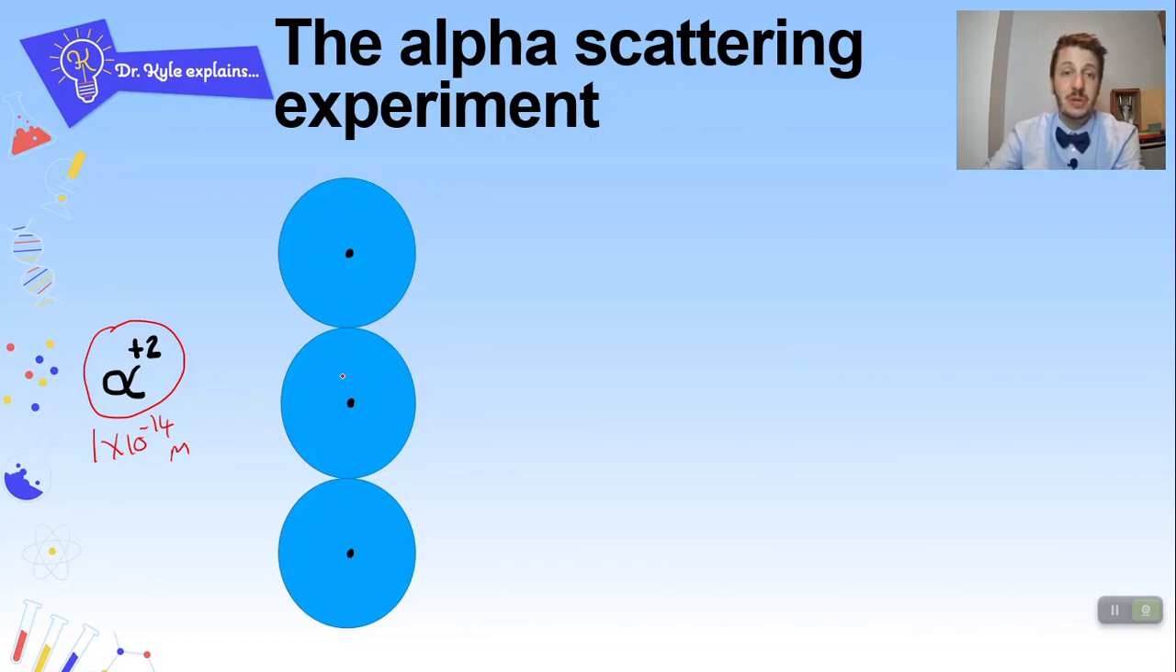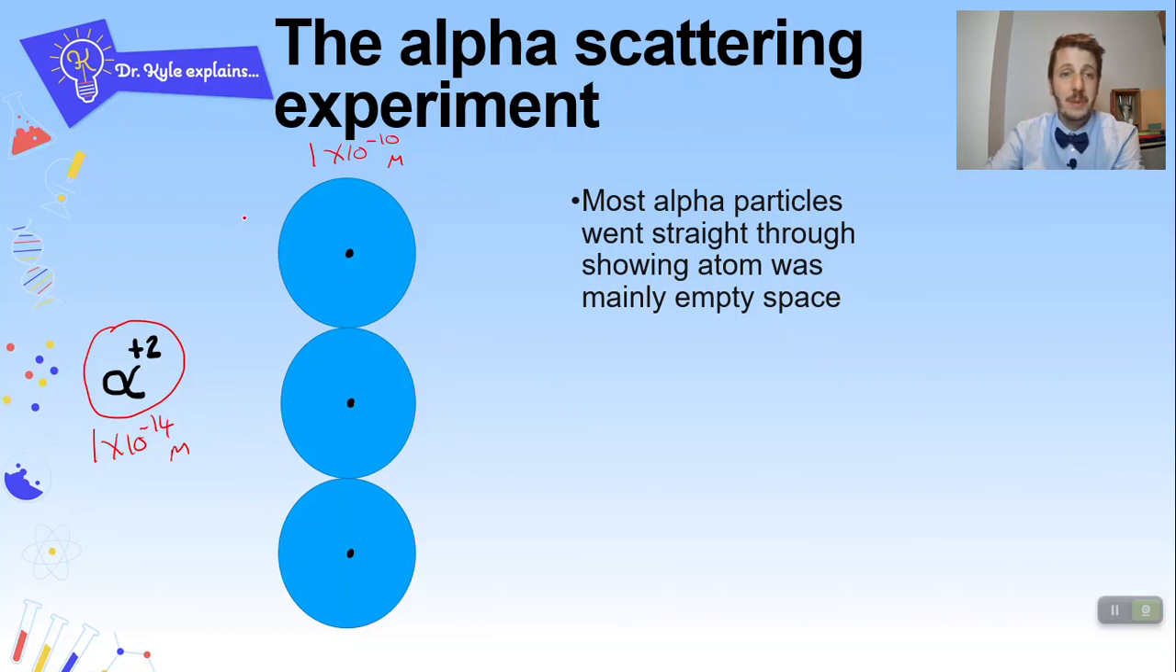Now, these blue circles are representing gold atoms. Scientists took a piece of gold foil and they fired these alpha particles directly at the gold atoms. Now remember, gold atoms have a size of 1 × 10⁻10 meters. When the scientists fired these alpha particles at the gold foil, some amazing findings were found. Most of the alpha particles went straight through the atom.